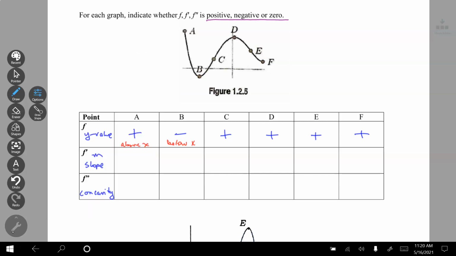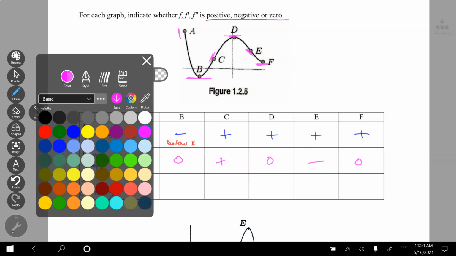Let's talk about the slope. Well, when I do slope, I could think about drawing little tangent lines. So if I drew a little tangent line here, that is negative. If I drew a tangent line here, it is equal to 0, that slope. The tangent line here, positive. The tangent line here is 0. The tangent line here would be negative. And a tangent line here would be 0.